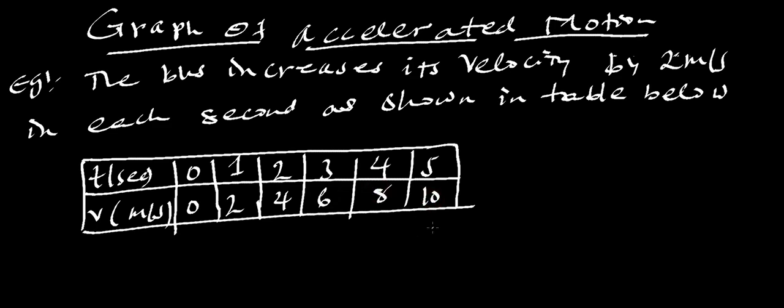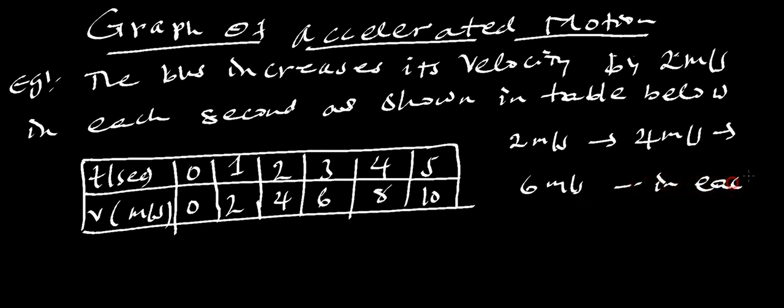As you can see from the table, the velocity of the bus increases from 2 meters per second to 4 meters per second, and from 4 meters per second to 6 meters per second, and so on in each second. The increase is by 2 meters per second in each second. This can be shown graphically.